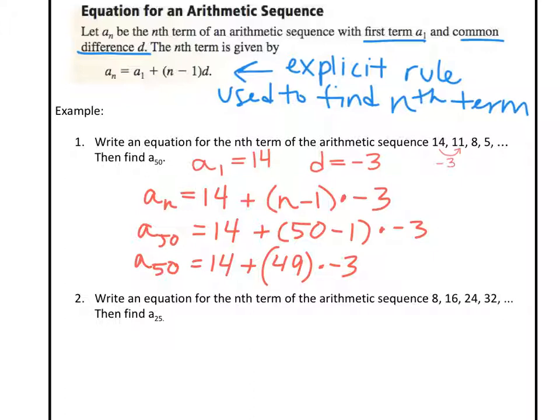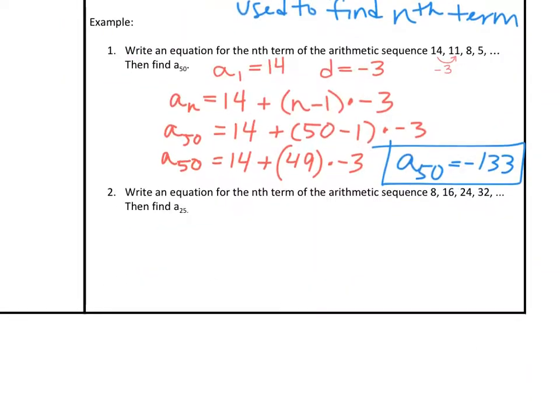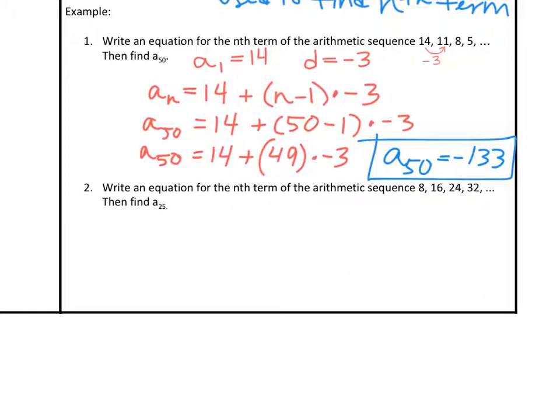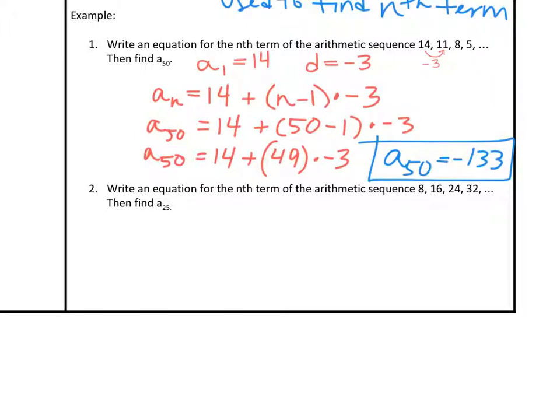Okay, good. So the 50th term, A50, is negative 133. And if you were to write out the sequence and keep it going until you got to the 50th number, you would get the same thing. But this makes much quicker work of it because it does it 49 times for you, multiplying. So you always have to start out by finding what's your first term, what's your common difference. So we're going to move on to the next one.